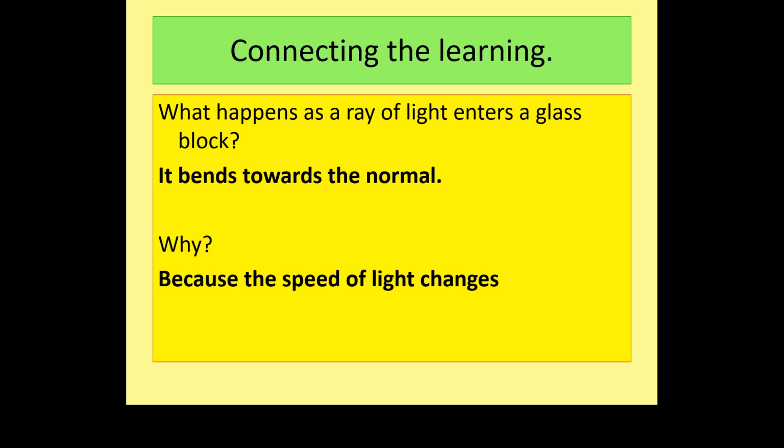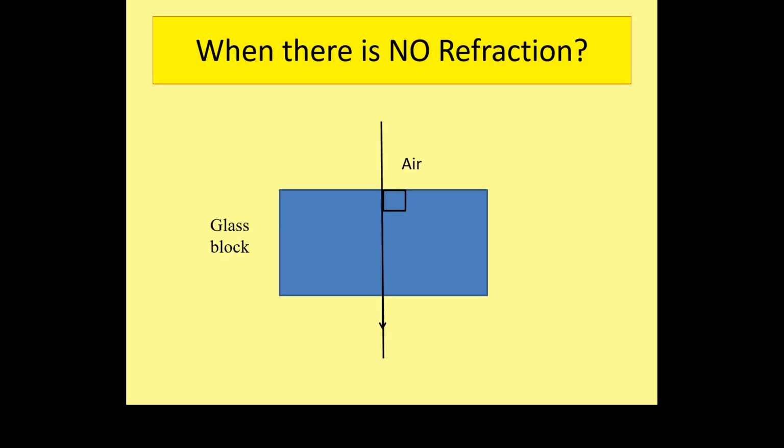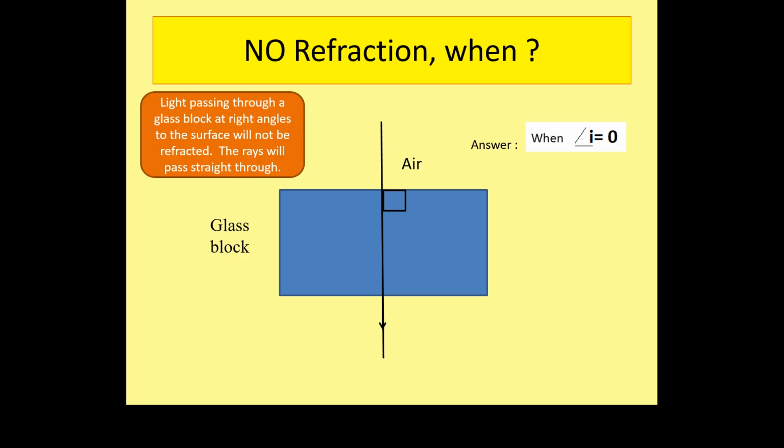And what we learned so far is that when a light ray enters, it bends towards the normal, and the reason is that speed is changing, because the medium is changing and density is changing. Is there any possibility for no refraction? Yes. When is it possible? Only when the angle of incidence is 0. That means when the light ray is passing through the normal. Only in this condition do we find no refraction.